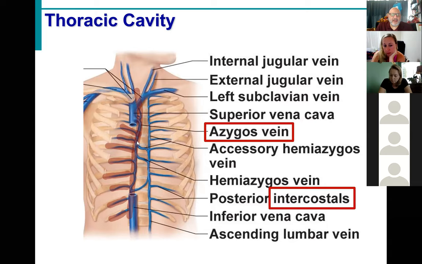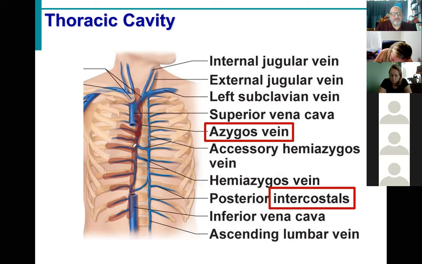And notice this azygous vein actually feeds into the superior vena cava. So there are actually three blood vessels that feed into the superior vena cava: the right brachiocephalic vein, the left brachiocephalic vein, and the azygous vein. So the same way there are three blood vessels that feed into the right atrium, there are three blood vessels that feed into the superior vena cava.